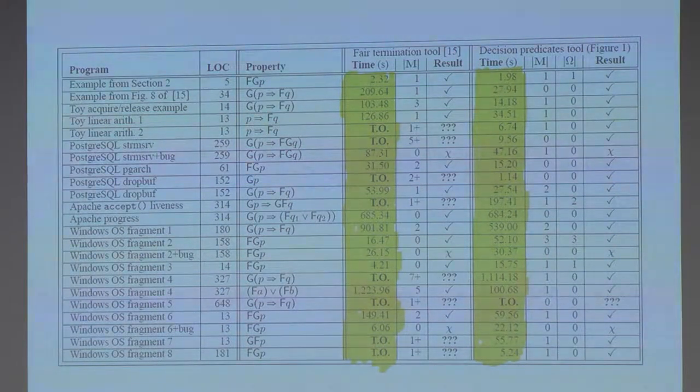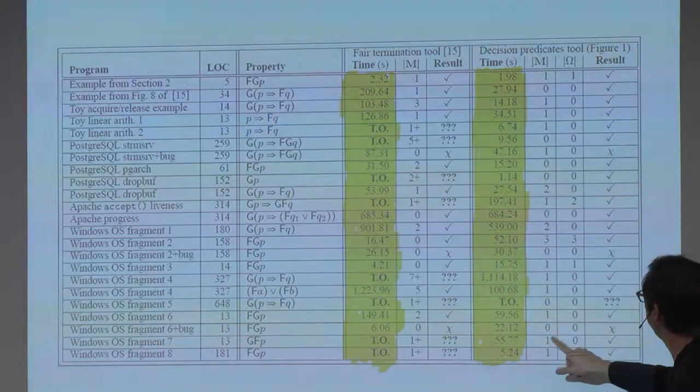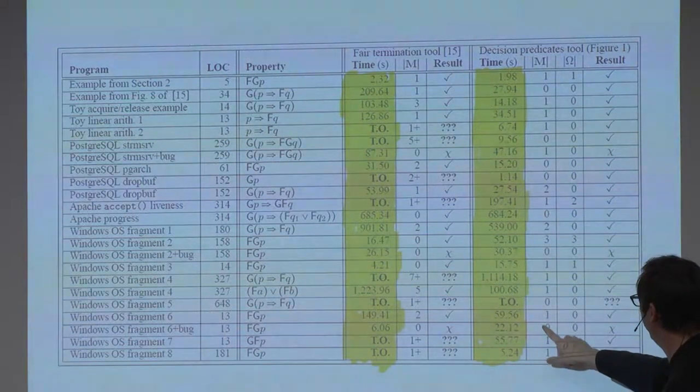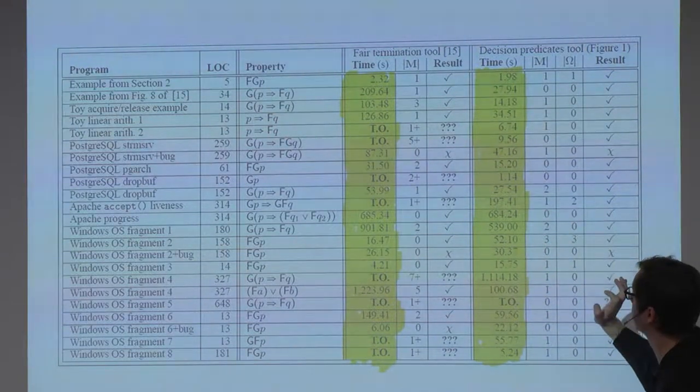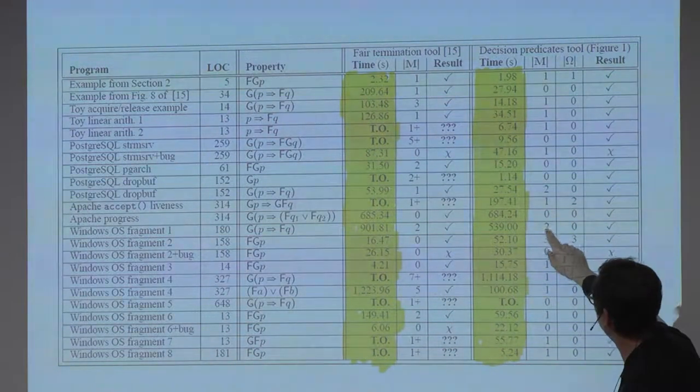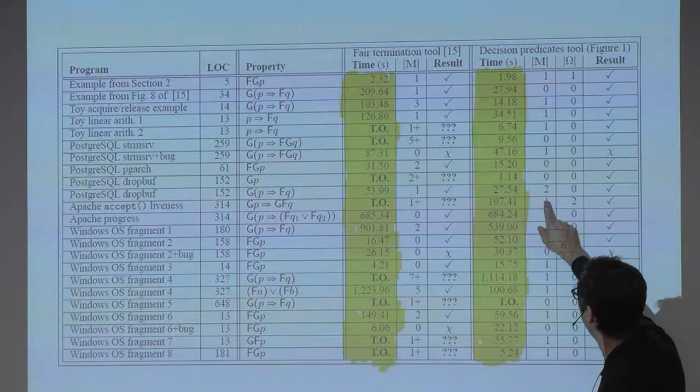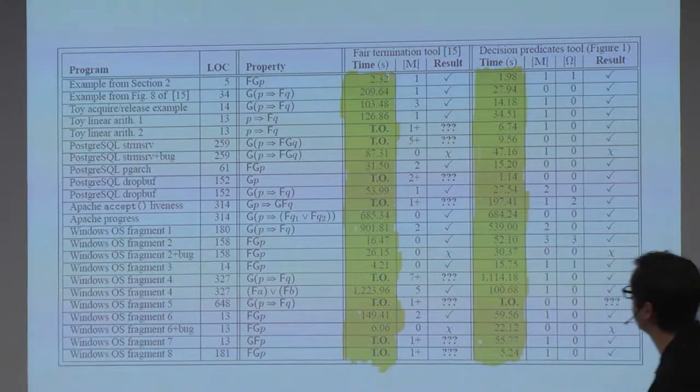Oh, another interesting thing here. This is the number of pieces of the termination argument I need to find, basically the number of ranking functions. And it's interesting to compare the number of ranking functions needed using this approach and the old approach.